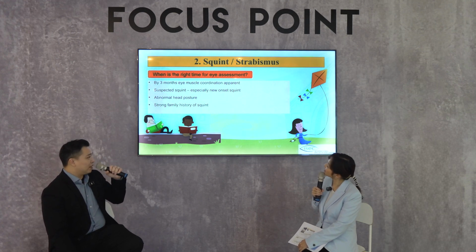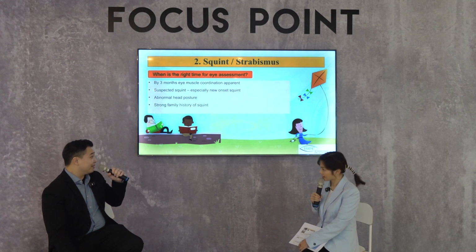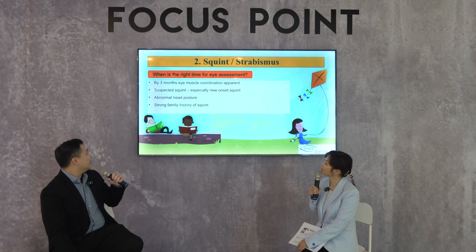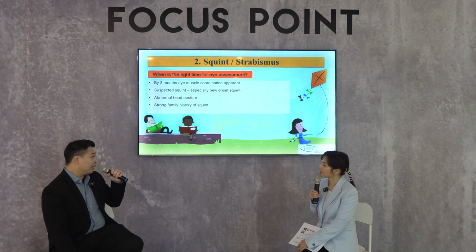Whenever you suspect your child has a new squint, it's also an urgent indication to be assessed. They might need some imaging. And also, if there's a strong family history of squint, or any suspicious visual cues like abnormal head position, you might want to send them for a squint assessment.